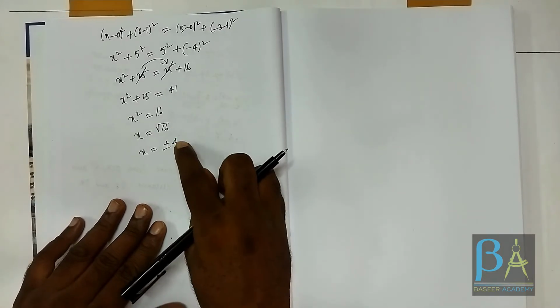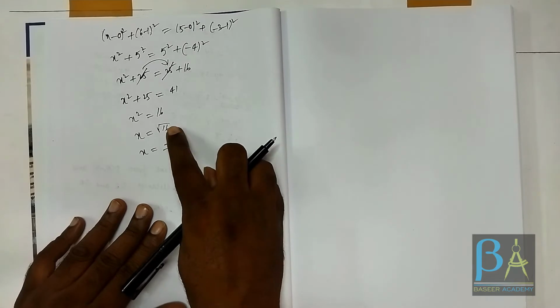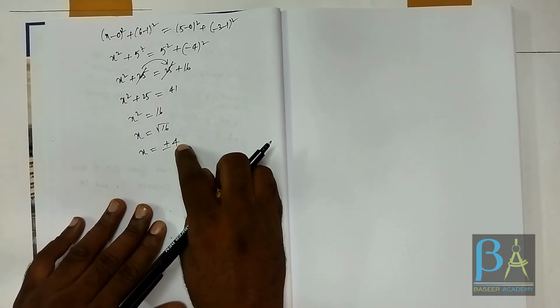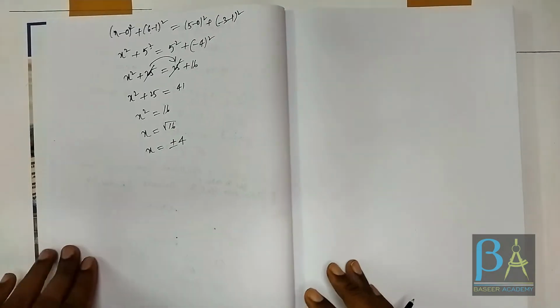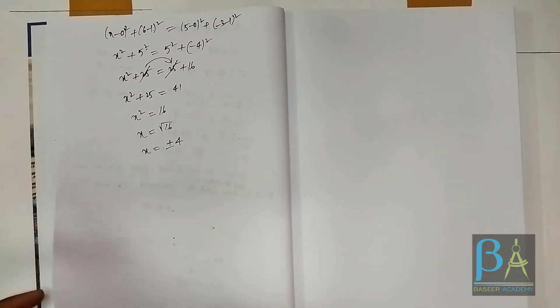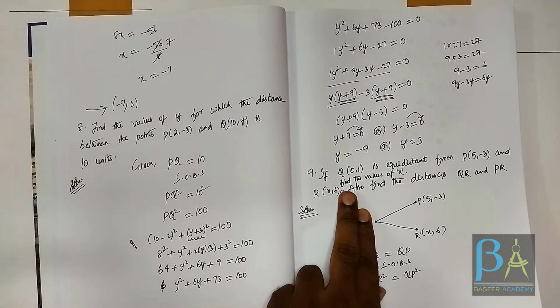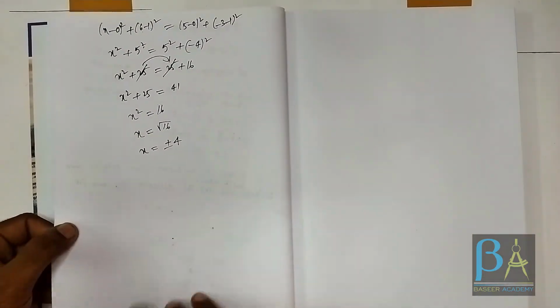The square root of 16 is plus 4 and also minus 4. Why? Because 4 square is 16, and minus 4 whole square is also 16. So the square root of 16 is also minus 4. So we got two values for x here, and that's the reason he is asking you to find the values of x. We found out the values of x.